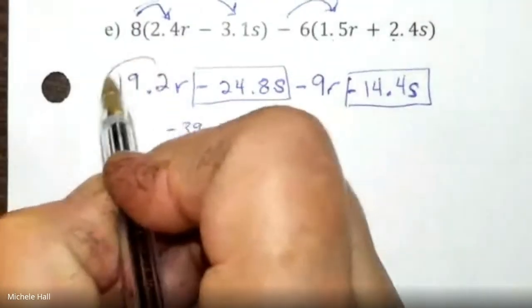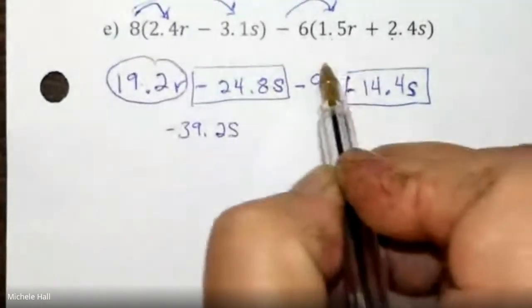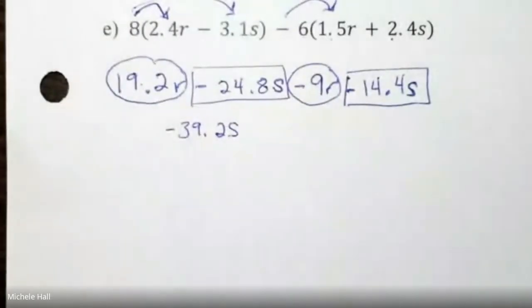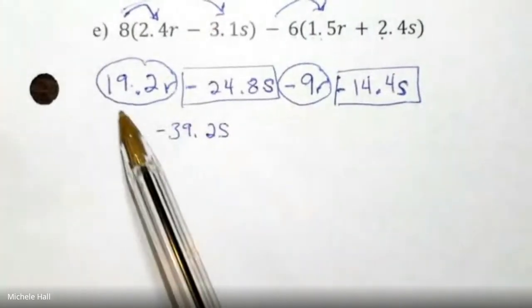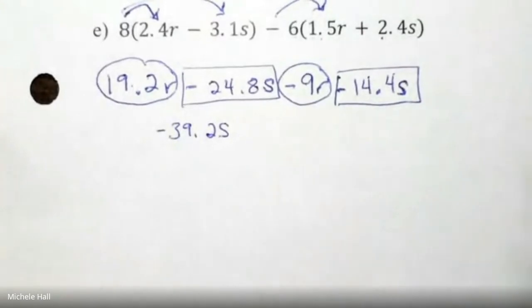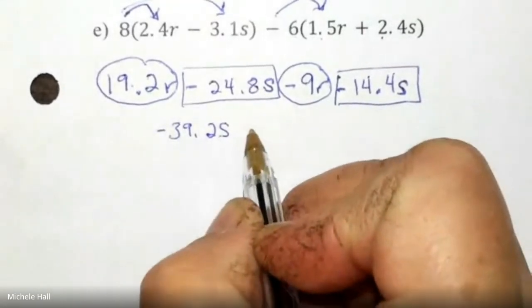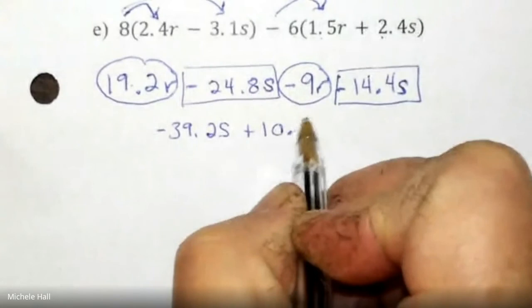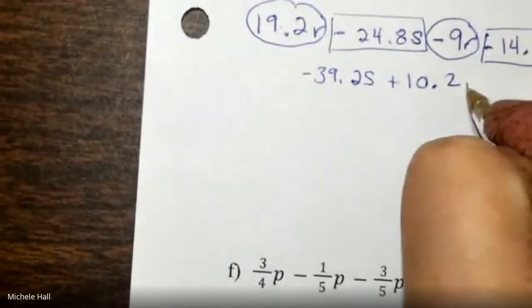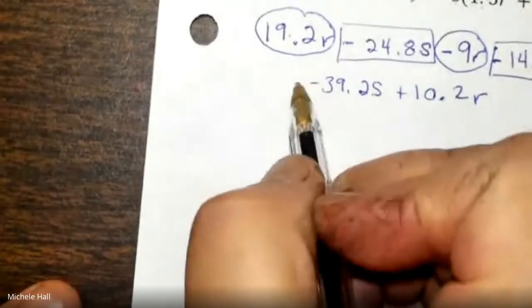Then we have our R's, 19.2 minus 9. Can I do that in my head? 19 take away 9. 19.2 minus 9 is going to be a positive 10.2. 10.2 R. And that's as far as we can go on this.